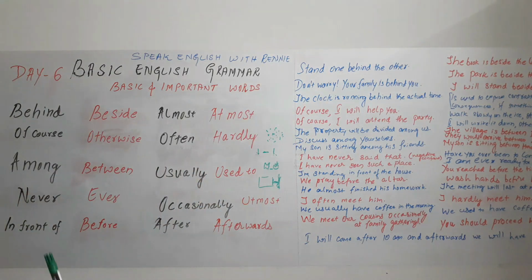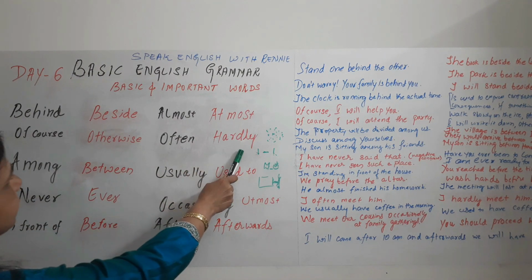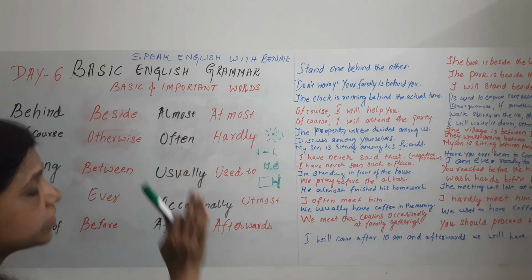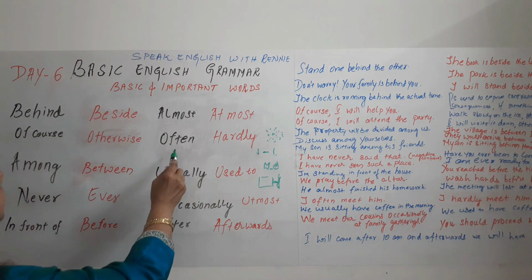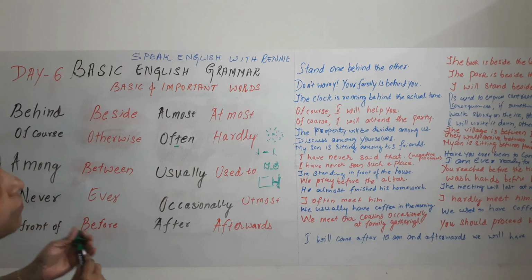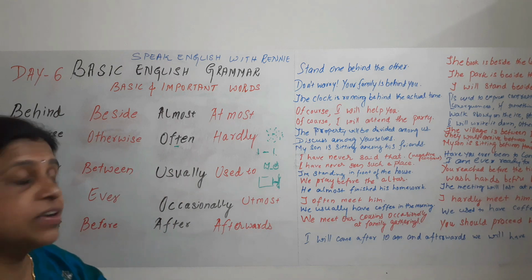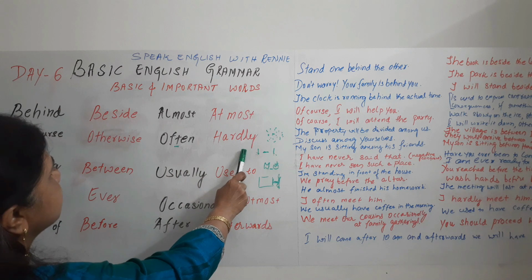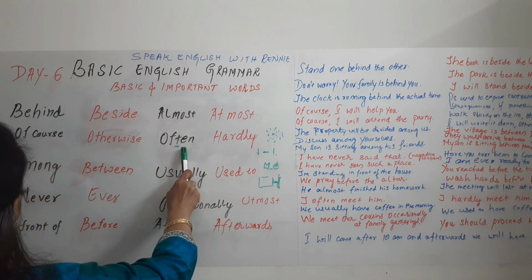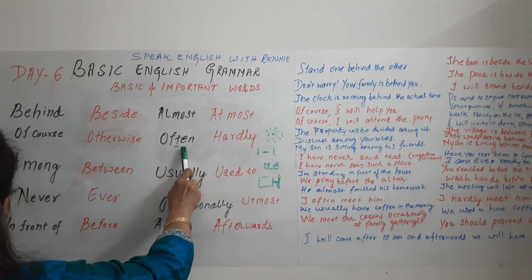Next, often, hardly. Here we should not say often with the T sounded. Here T is silent. Often, you should pronounce as often. Often, hardly. Often is referred to as regular occurrence, and it is habitual.